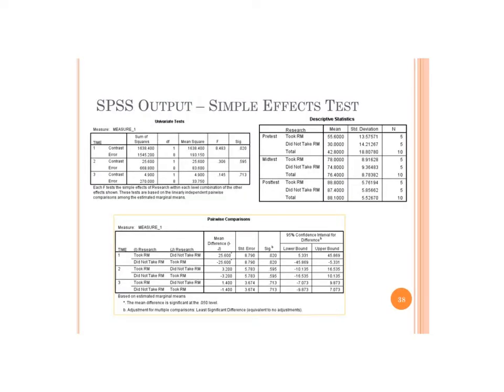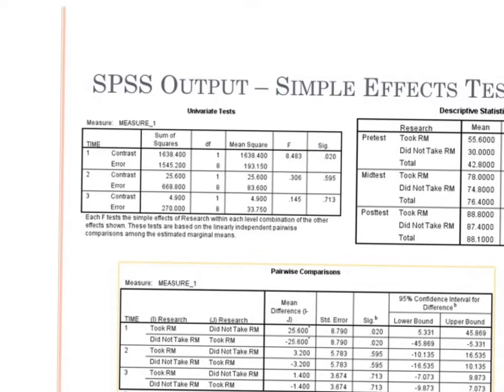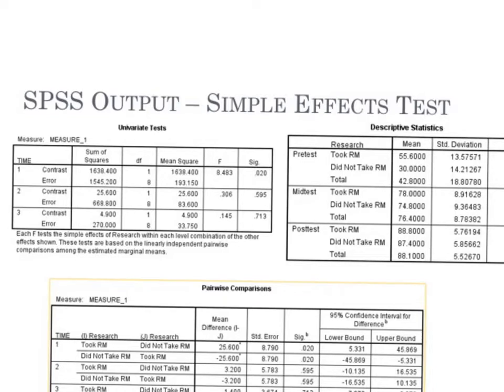And then here is my simple effects output, and we have a couple of different things because we have a mixed factorial. So here's that univariate test. It looks just like what we had in the repeated measures or independent groups factorial lecture, where at time 1, my baseline measure, I have a significant difference between my 2 groups, and I'd look at the means to figure out who had higher knowledge. Not surprisingly, those who took research methods had an average of 55, those who didn't have an average of 30. So it's not totally surprising that there's a significant difference between the groups.